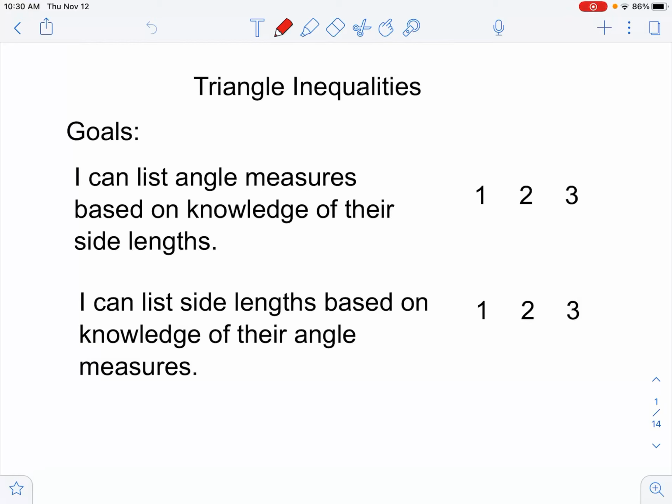Okay, so today we're going to talk about triangle inequalities. We have two goals for today. Goal number one is I can list angle measures based on knowledge of their side lengths. And then goal number two is vice versa of that. If I gave you side lengths, can you tell me about their angle measures?